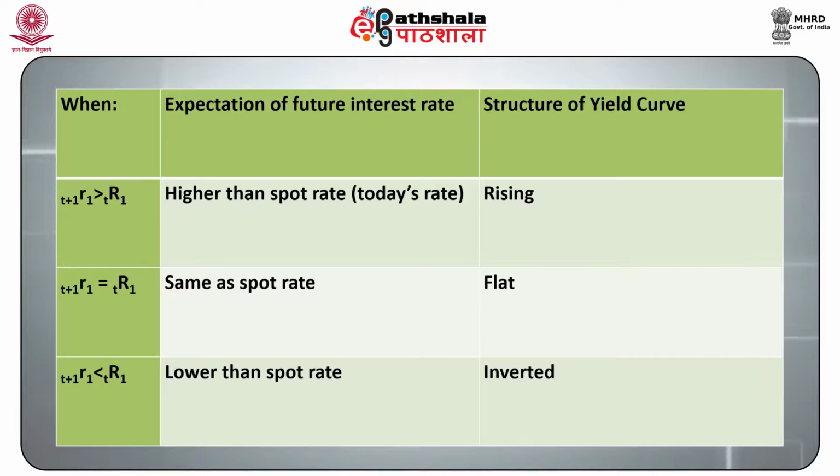Next, if T plus 1 R1 is equal to T R1, then it will be the same as the spot rate, and the structure of the yield curve will be flat. Next, when T plus 1 R1 is less than T R1, then it is lower than the spot rate, and the structure of the yield curve will be inverted.